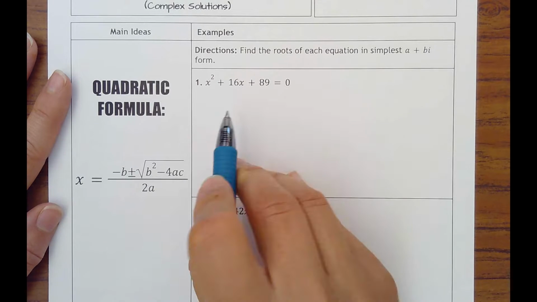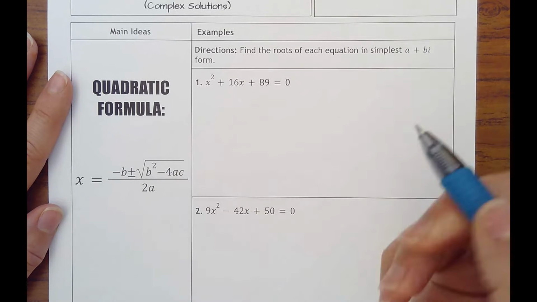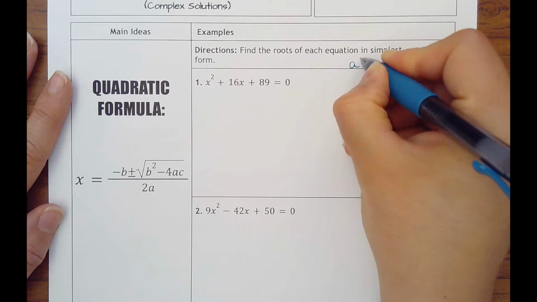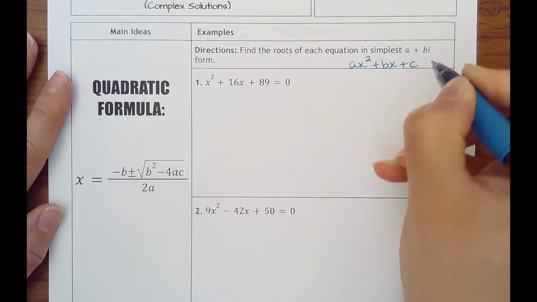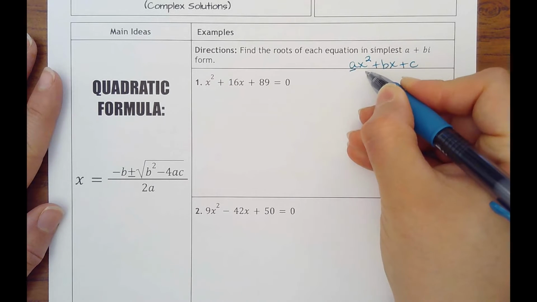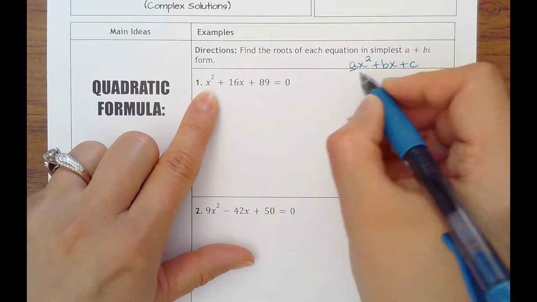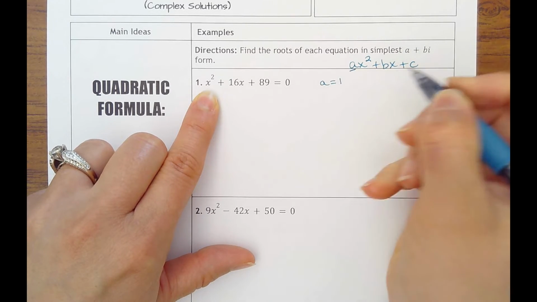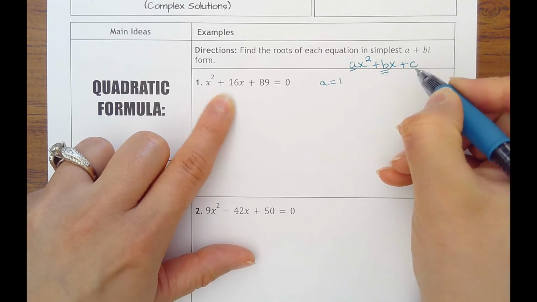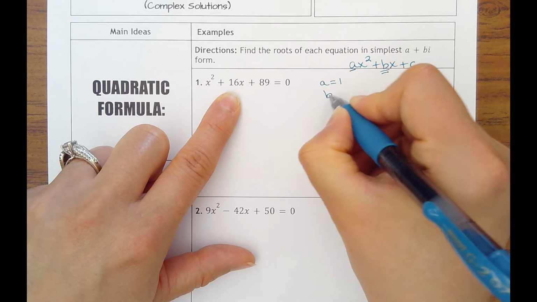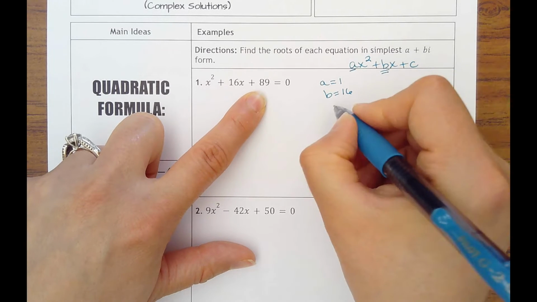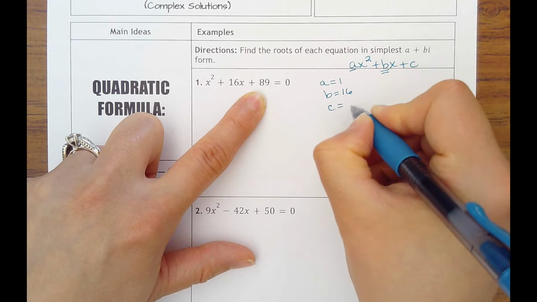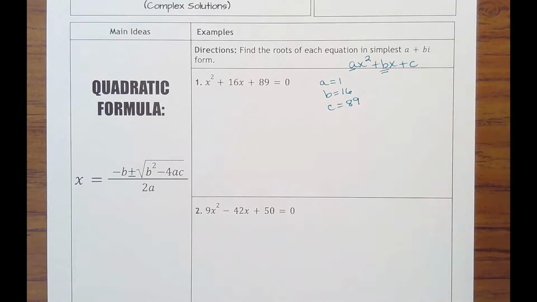Okay, so we're going to start with number one. Remember that all quadratics go ax squared plus bx plus c. So our a value is always the coefficient in front of x squared. So in this problem, a is going to be 1. B is the number in front of x, so that's going to be 16. And c is the constant on the end. Not necessarily on the end, but c is our constant, 89.